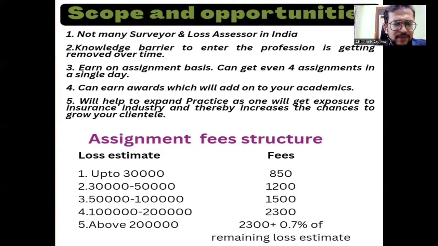If the loss estimate is up to 30,000, then the fee is 850 rupees. If the loss is 30,000 to 50,000, then the fee is 1200. If it's 50,000 to 1 lakh, then the fee would be 1500 rupees. If the loss estimate is between 1 lakh and 2 lakh, then the fee would be 2300. And if it is above 2 lakh rupees, then 2300 plus 0.7 of the remaining loss estimate.